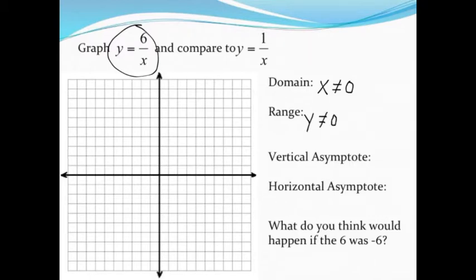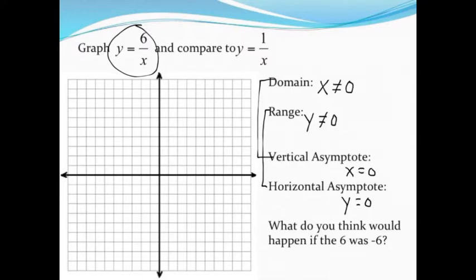And then once again, because these are linked, the domain and the vertical asymptote are linked, that vertical asymptote is going to be at x equals 0, and the horizontal asymptote is linked to the range, and that's going to be at y equals 0. So once again, I'm going to have the branches approaching the two axes.